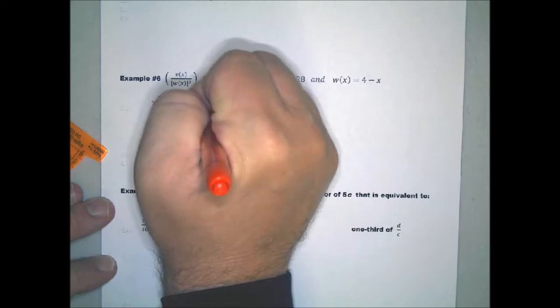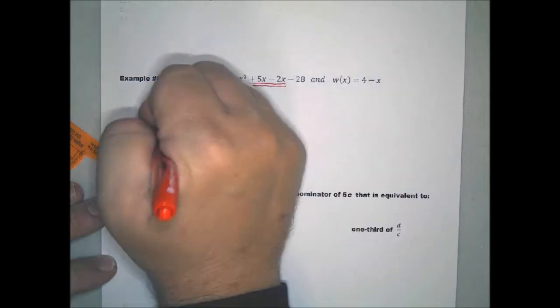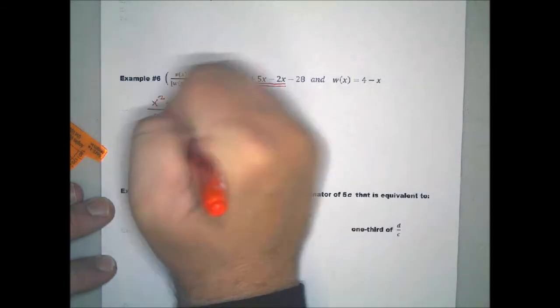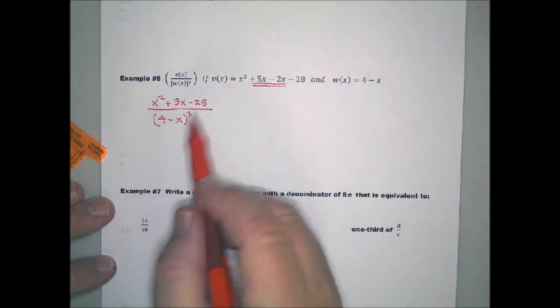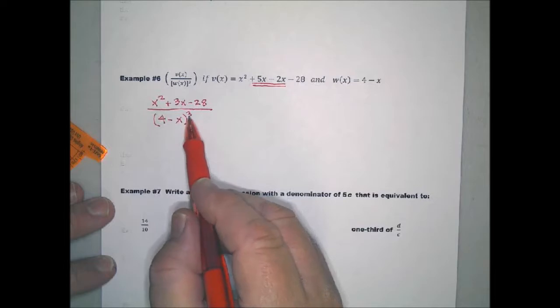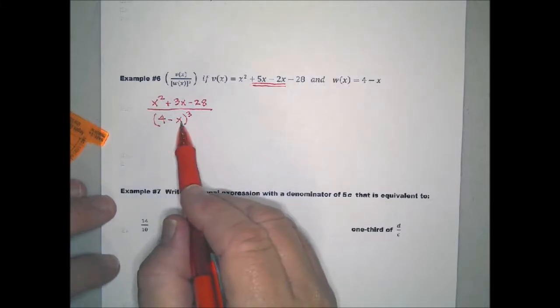We can rename v of x as x squared plus 3x minus 28 over w of x, which is 4 minus x, and I'm going to present it as being cubed, but I'm not actually going to expand it. I'm not going to multiply 4 minus x by 4 minus x and then by another 4 minus x, because it would be a long, ugly polynomial. It wouldn't simply be 4 cubed minus x cubed. It doesn't work like that. You can't distribute an exponent to a polynomial like this. You can if it's a monomial, but you can't to a polynomial.